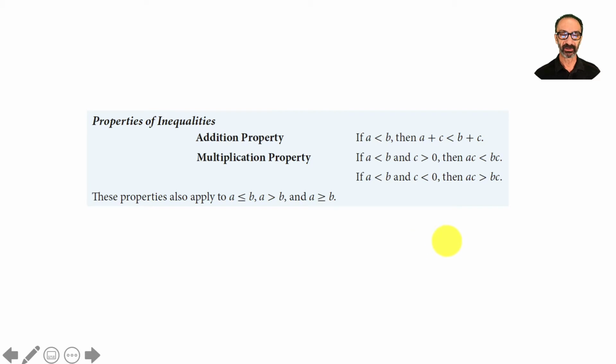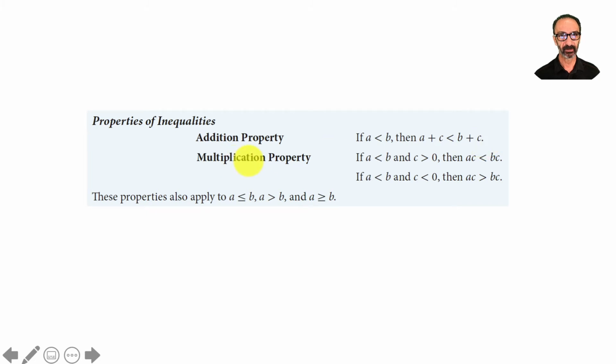Properties of inequalities. Just like in equations, if you add a value c to both sides of a less than b, as you can see right here, the inequality is going to stay the same. It's not going to be equal. It's not going to be reversed to be greater than. So if a is less than b, a plus c will also be less than b plus c.